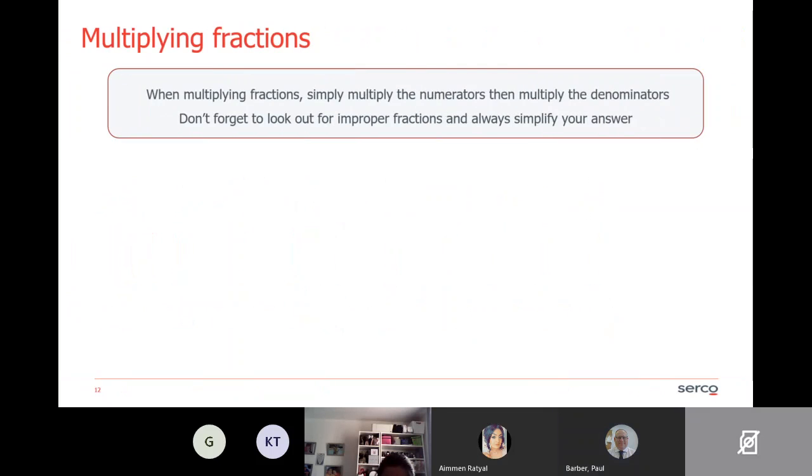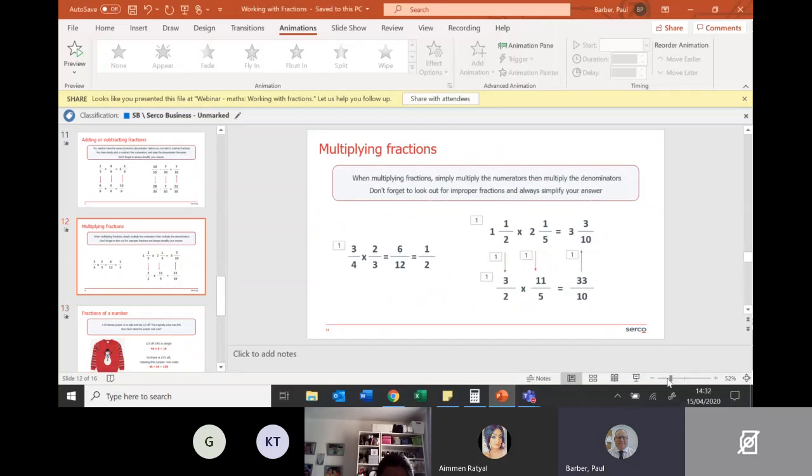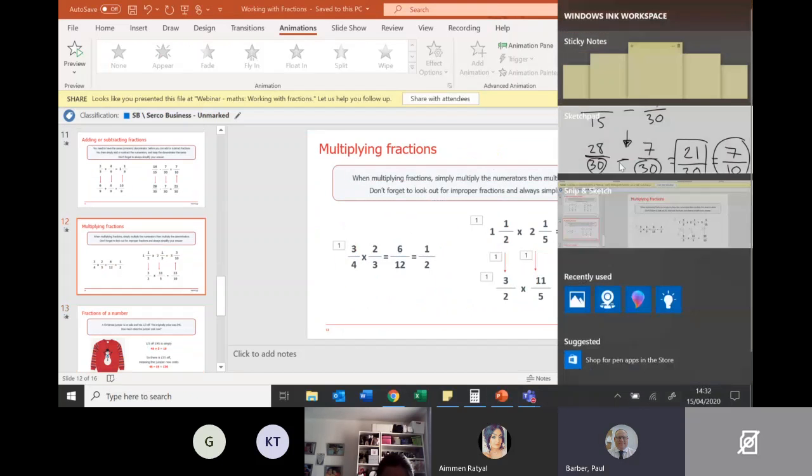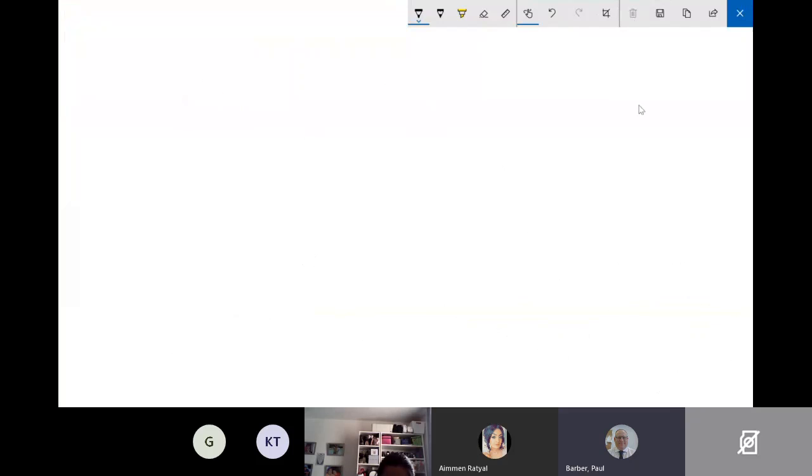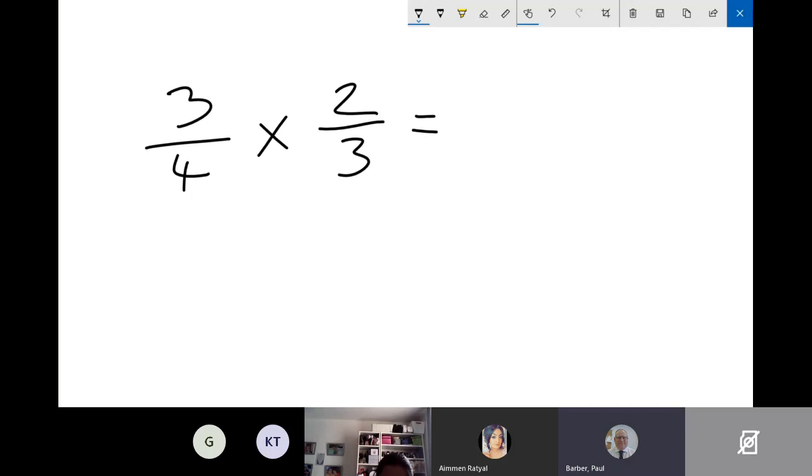Slightly more straightforward is multiplication. Well, if you can describe multiplying fractions as straightforward. Again, if you think of a straightforward example, we'll just say 3/4 multiplied by 2/3. With multiplying, we don't need to worry about our denominators being the same. All we simply do for multiplying is multiply the top line and multiply the bottom line. So 3 times 2 is 6, and 4 times 3 is 12.